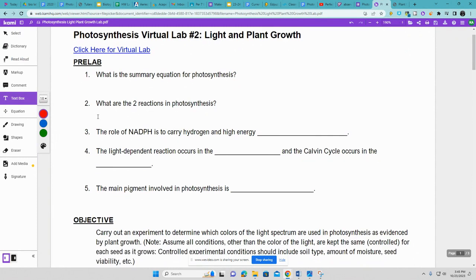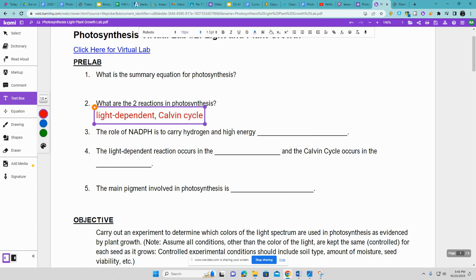What are the 2 reactions in photosynthesis? I'll help you with this one. There's 2 reactions in photosynthesis. The first one's called the light dependent reaction. And the second one has 2 names. You can either call it the Calvin cycle, or it's also called the light independent reaction.